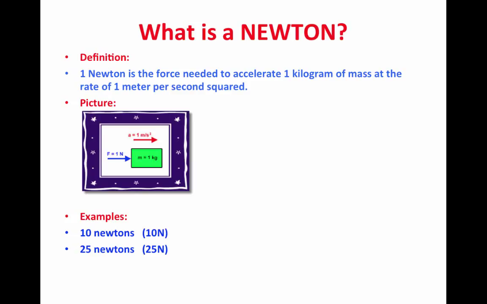What is a newton? A newton is the force needed to accelerate 1 kilogram of mass at the rate of 1 meter per second squared. In this picture, the object has a mass of 1 kilogram. The force is 1 newton, but 1 newton is when 1 kilogram is moving 1 meter at the time 1 second. For example, 10 newtons you can represent 10 N. 25 newtons, 25 N.